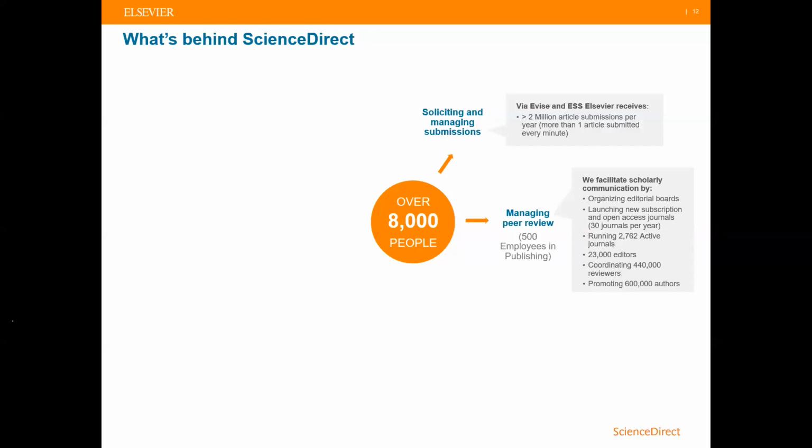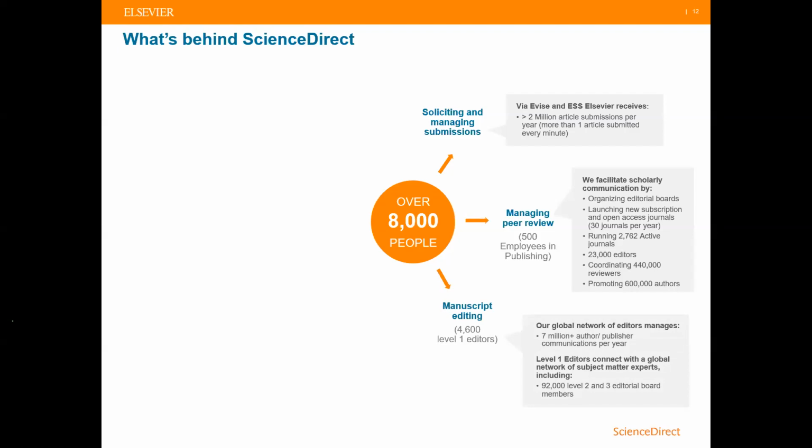And how we do this is by collaborating with our employees in publishing. These are whom we call the publishers. We have about 500 publishers, who organize editorial boards. They launch new subscription and open access journals, about 30 journals every single year. We run approximately 2,800 active journals. We work with 23,000 editors, and as a result, globally, we are able to coordinate up to 440,000 reviewers to promote over 600,000 authors.